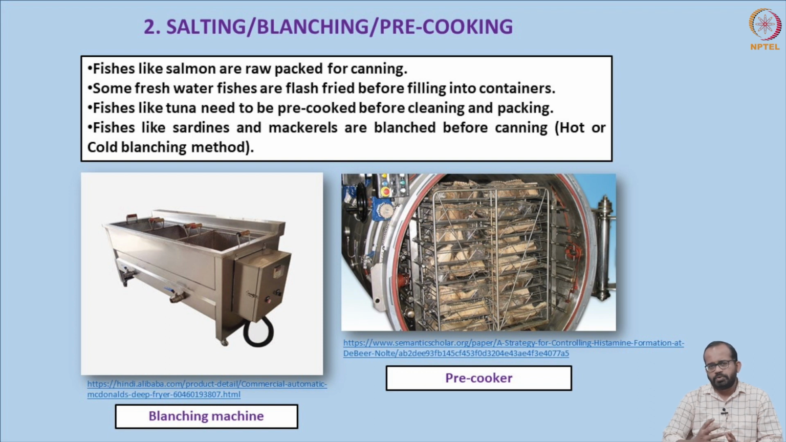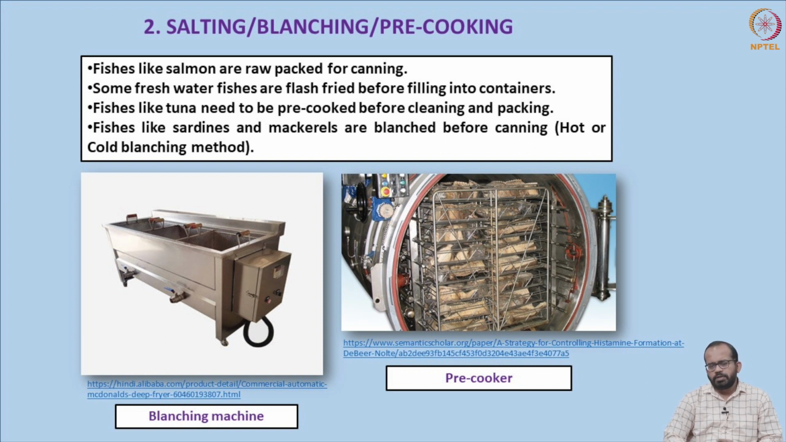Hot blanching is also done in 6% brine, in which case it is boiled for 5 to 10 minutes in the brine, or steam blanching can be done. So either it can be hot blanching, either by boiling or by steaming, with the addition of 6% brine. Or it can be cold blanching, where 6% brine is added and the product is treated for 15 to 20 minutes without any boiling. So these are the types of blanching methods available.